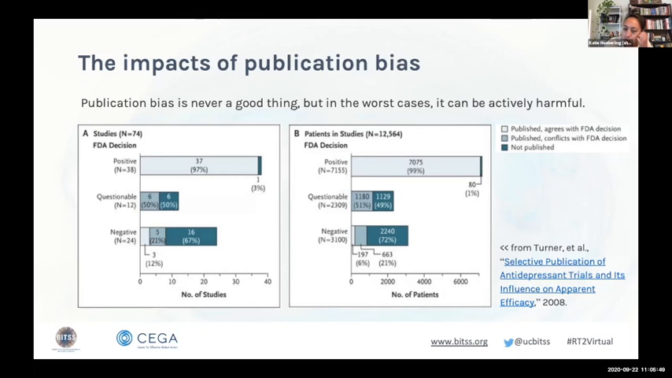This is 12 years old, so things may have changed. But if you can remember the slide that I showed before, it doesn't present a super optimistic view of how this may have changed in the past decade or so.